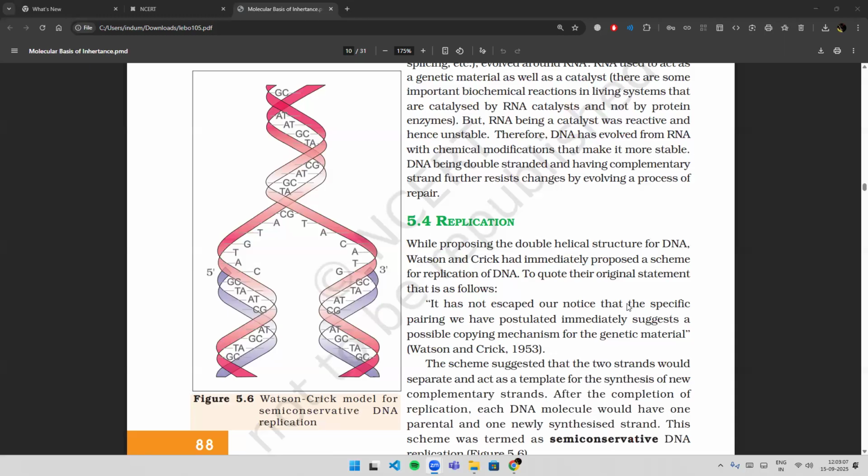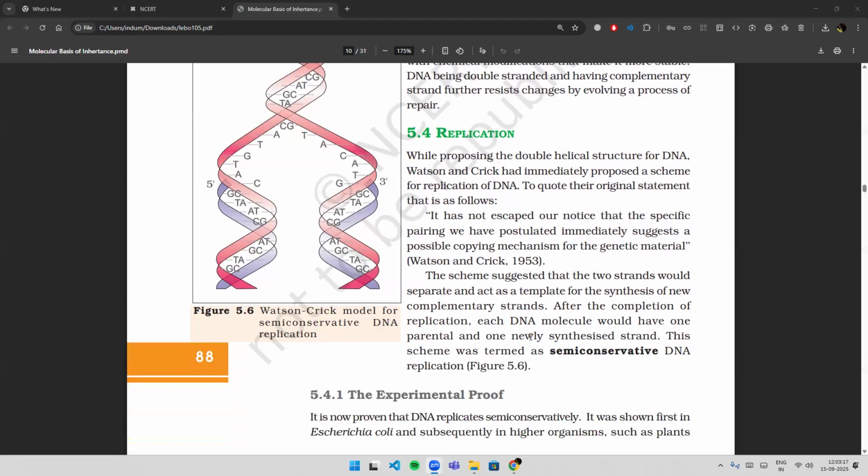5.4 Replication. While proposing the double helical structure for DNA, Watson and Crick had immediately proposed a scheme for replication of DNA. To quote the original statement: it has not escaped our notice that the specific pairing we have postulated immediately suggests a possible copying mechanism for the genetic material. Watson and Crick, 1953. The scheme suggested that the two strands would separate and act as a template for the synthesis of new complementary strands.